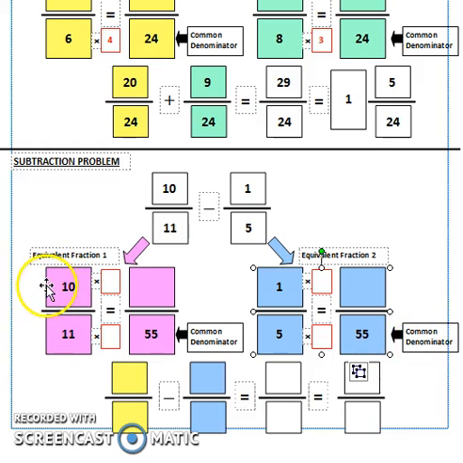Alright, let's focus on the first fraction. Focus on the denominators. From 11 to 55, I had to multiply by 5. So what I do to the denominator, I will do to the numerator. 10 times 5 is 50. So my new fraction for 10 over 11 is actually 50 over 55.